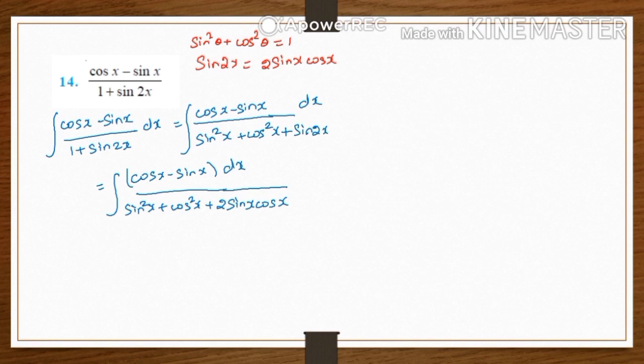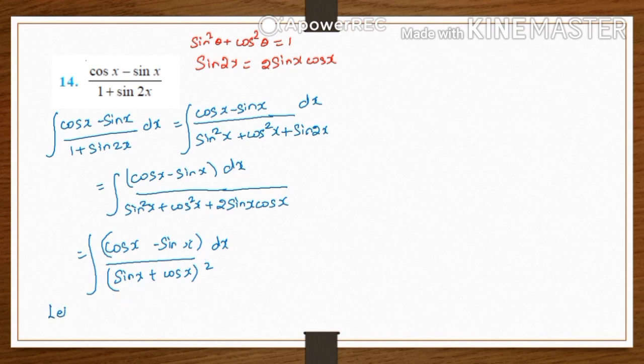Why I am writing this formula is in order to make the denominator an a plus b whole square. So cos x minus sin x divided by the denominator, which becomes sin x plus cos x the whole square. Let us put the integral and the dx. So now let us take the substitution. Let t be equal to sin x plus cos x.